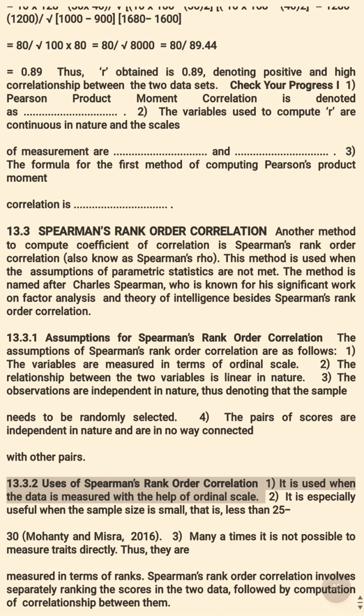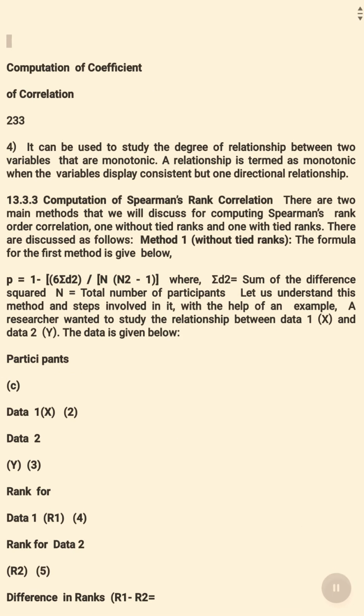13.3.2 Uses of Spearman's rank order correlation. 1. It is used when the data is measured with the help of ordinal scale. 2. It is especially useful when the sample size is small, that is, less than 25. 3. Many a times it is not possible to measure traits directly. Thus, they are measured in terms of ranks. Spearman's rank order correlation involves separately ranking the scores in the two data, followed by computation of correlation between them. 4. It can be used to study the degree of relationship between two variables that are monotonic. A relationship is termed as monotonic when the variables display consistent but one-directional relationship.